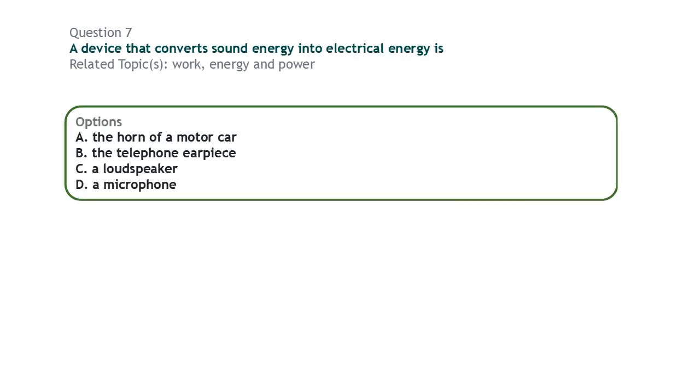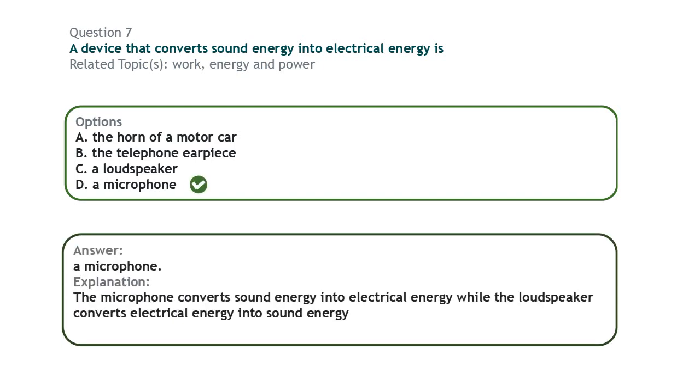Next, on work, energy and power, a device that converts sound energy into electrical energy is the microphone. The microphone converts sound energy into electrical energy, while the loudspeaker does the reverse of it. The loudspeaker will convert the electrical energy into sound energy with a greater amplitude. The sound is going to be louder than the original sound. But basically the microphone is what converts the sound energy from the person who is using the mic into electrical energy.